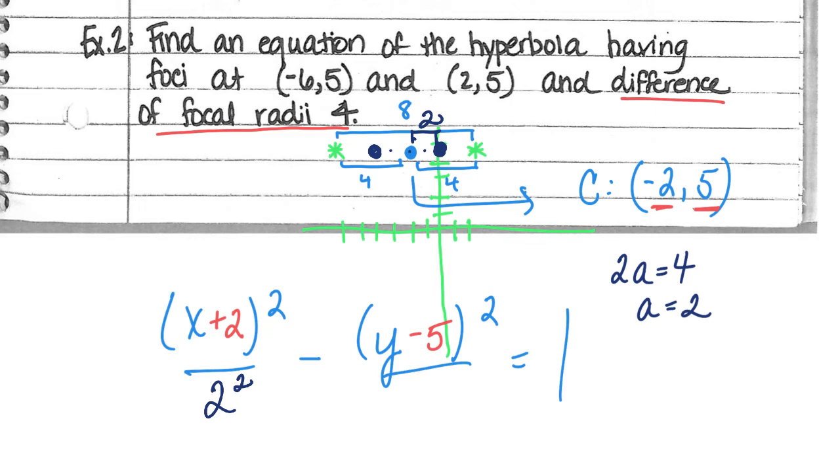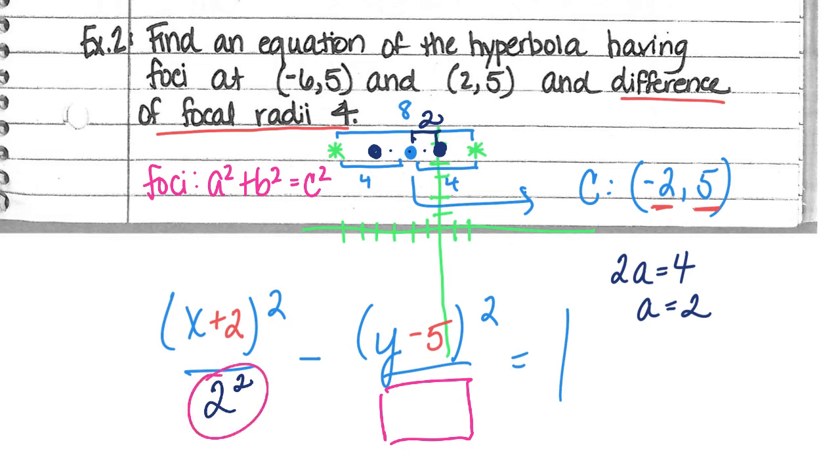Now, in order to find this number on the bottom right here where this y is, I have to use the information to foci. Well, I know that when I add a squared plus b squared, I get the foci c squared. So I know that my a squared is this 2 squared. We don't have a b squared. And I know that c squared is going to be the distance from here to here. So that's that 4. So 4 squared is going to give me 16.